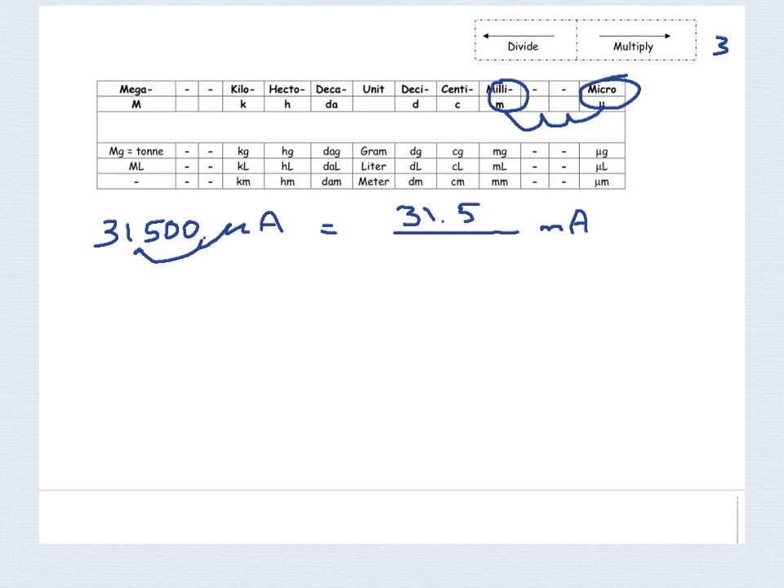Another one. Let's do one with maybe a deca in it. So say you had something like 745.6 decimeters. You want to change that into hectometers. Not very practical, but it is good practice. I'm going to go from decimeter to hectometer.